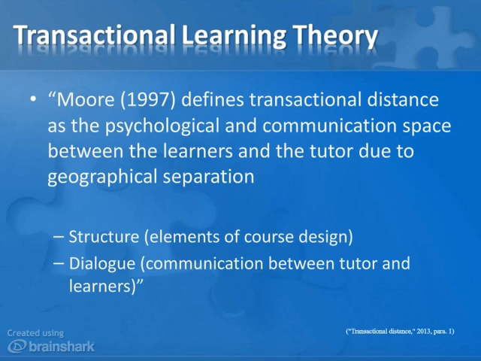In 1997, Michael Moore from the University of Wisconsin-Madison formulated the transactional learning theory. Moore's theory was originally part of a theory of independent learning developed in 1972, which appeared in the Handbook of Adult Education as transactional distance.